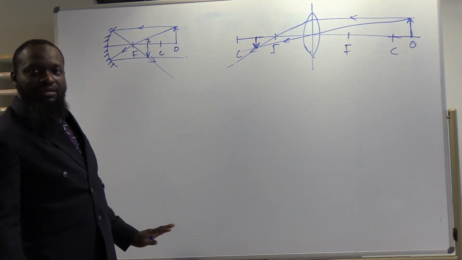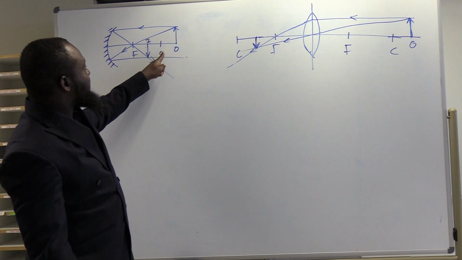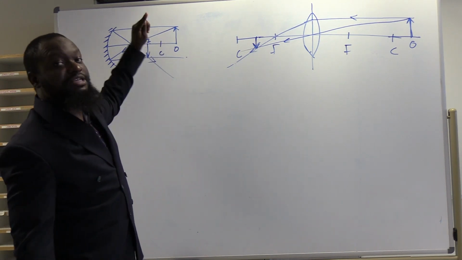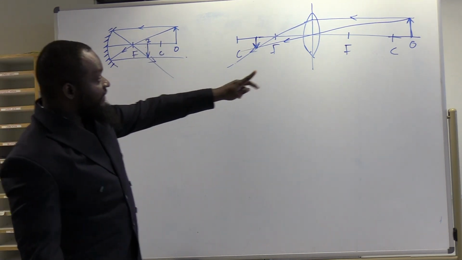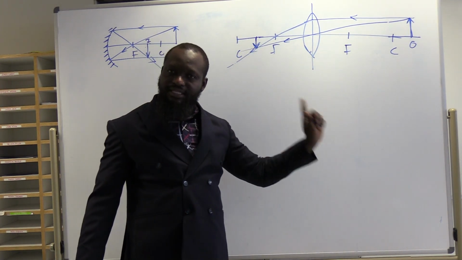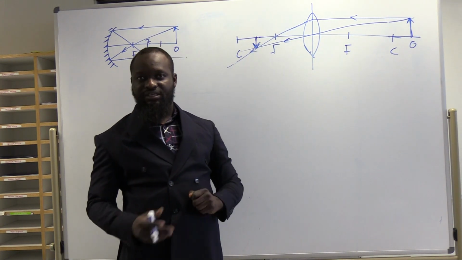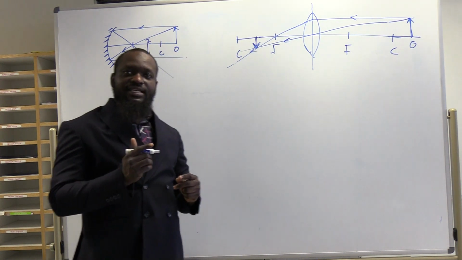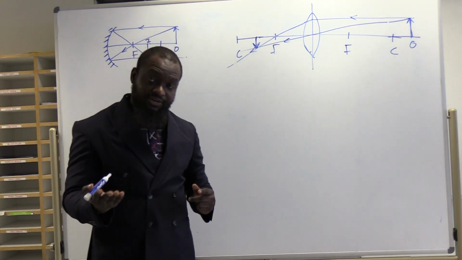If I put the object at C, remember what happened last time? The image is also formed at C. If I do it here, object at C, the image will be formed here at C. Same size as the object, the same magnification, inverted image. And remember, inverted means the height will be negative. That's how you know it's inverted.